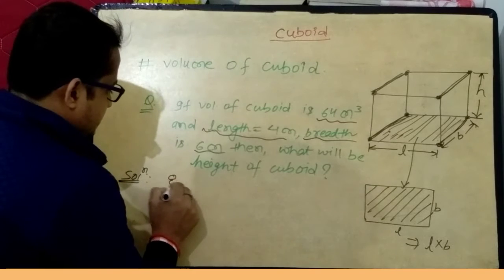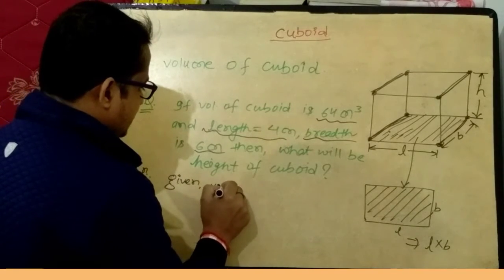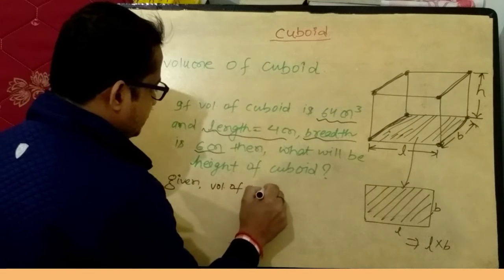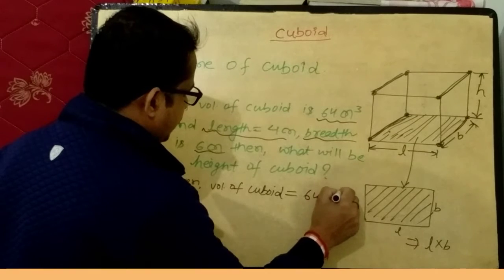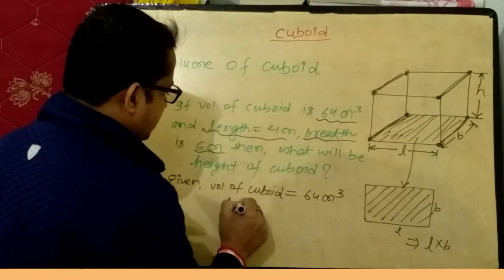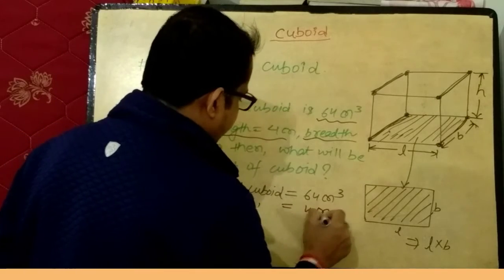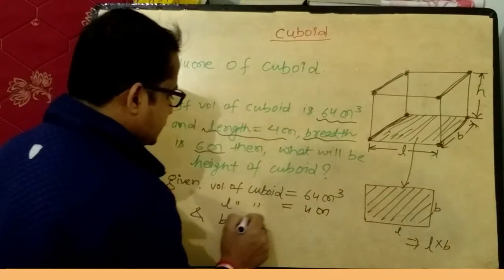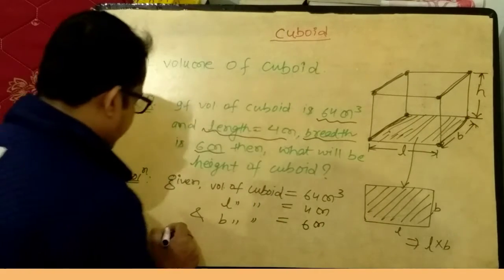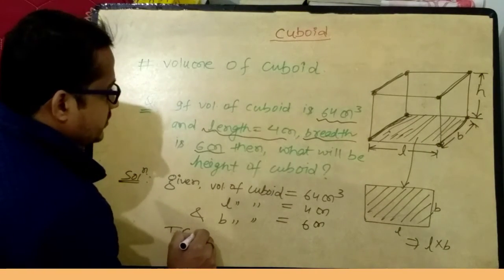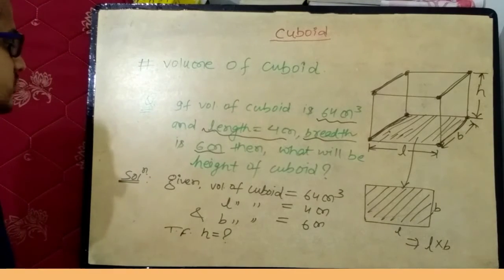Solution, given data are volume of cuboid equals to 64 meter cube, length of cuboid equals to 4 meter and breadth of cuboid equals to 6 meter. Now what we have to find out? To find out H equals to what? That is height of cuboid equals to what?